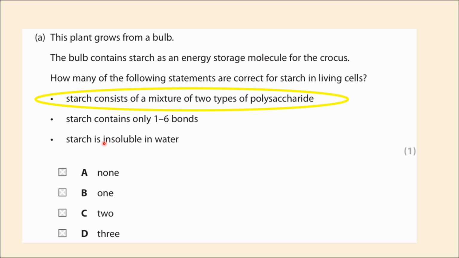The third statement reads, starch is insoluble in water, which is correct. Starch is less soluble and generally considered insoluble in water. Therefore, the third statement is correct. So, two statements are correct here and the answer is C.